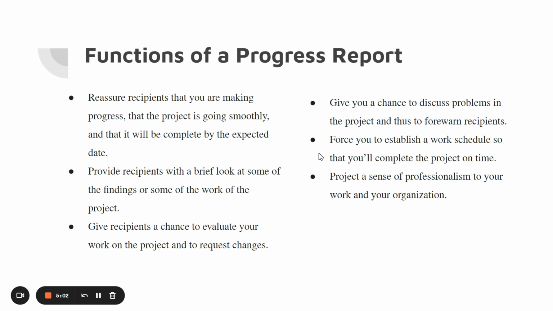It gives you the chance to discuss any problems, and it forces you to establish a work schedule. So if you know that you have to get a progress report sent to the customer within 2 weeks of starting the project, and you need to have this much done, it forces you to stick to that schedule, so you're more likely to finish things in a timely manner. And then it also gives a sense of professionalism to your work.